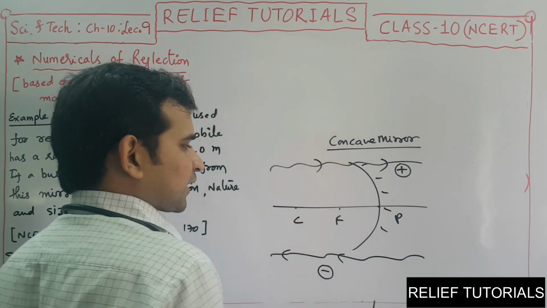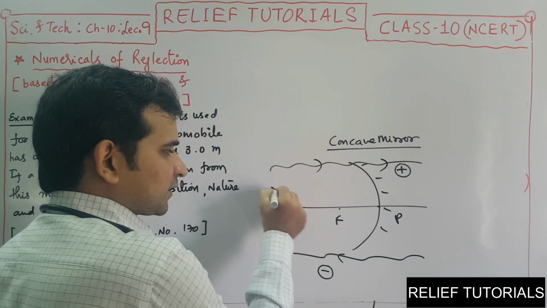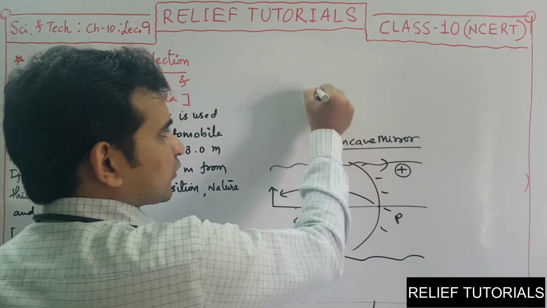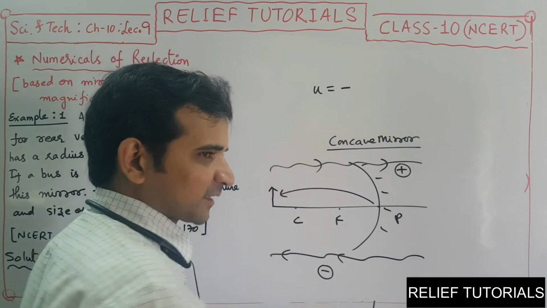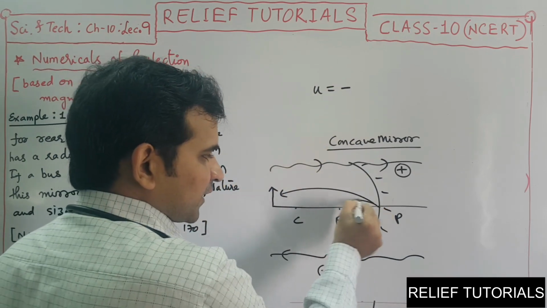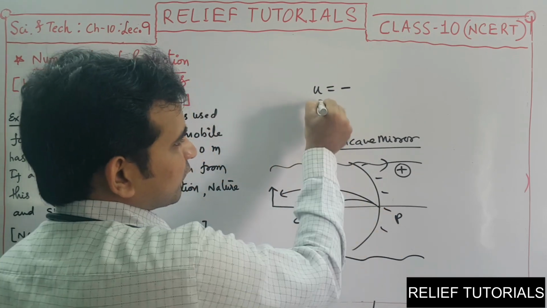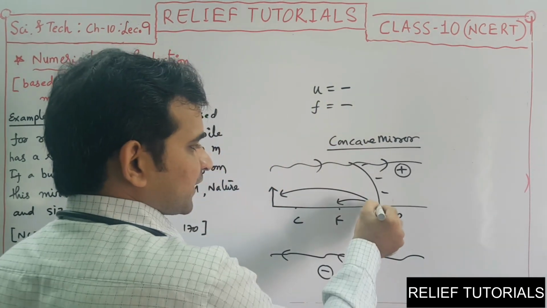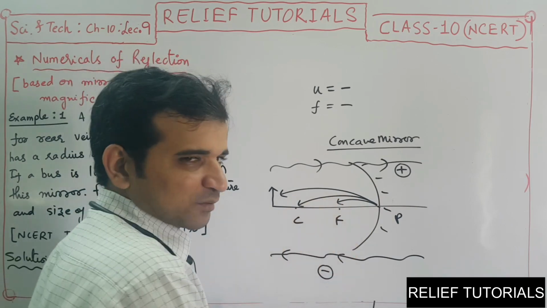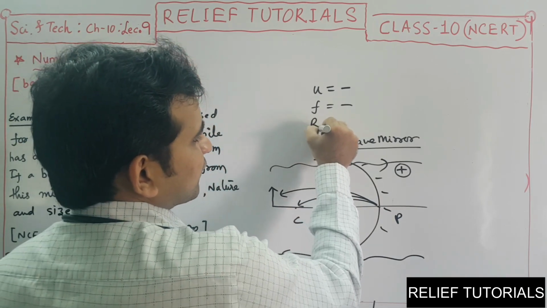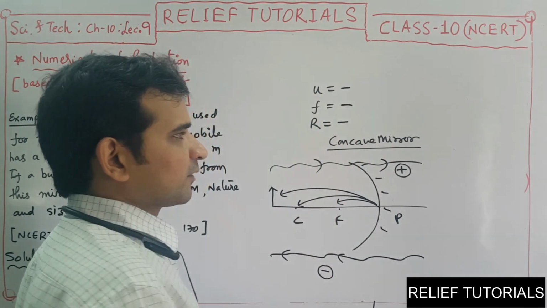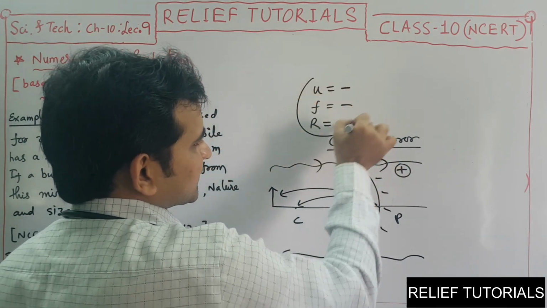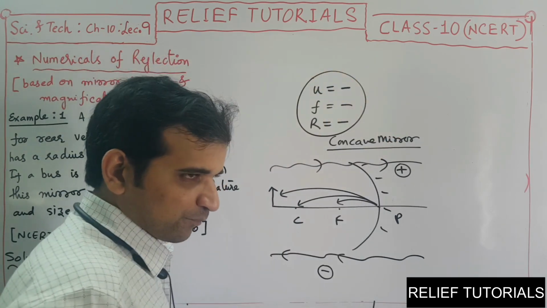So in the concave mirror, if I place the object here, the object distance will always be negative. So in a concave mirror, u is always negative. Focal length also will be on the same side, so focal length also will always be negative. Radius of curvature also is on the same side as the object, so radius of curvature also will always be negative. So in the concave mirror, these three distances are always negative.